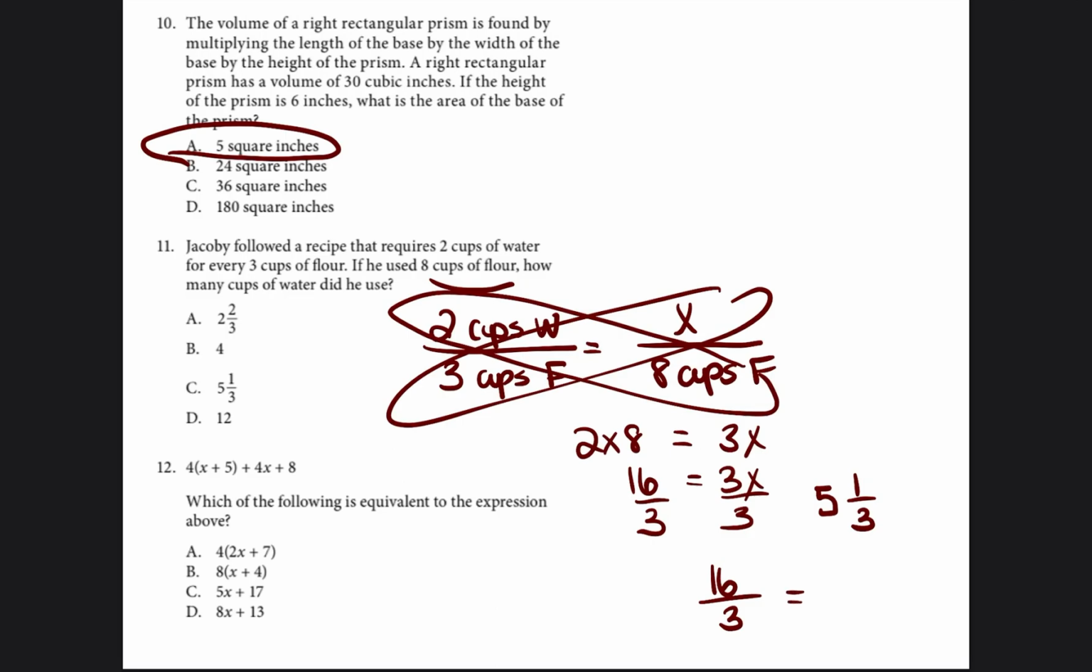If we want to write it as a mixed number, you would check to see how many times 3 can go into 16. That's 5, so that's 15, so you have 1 left over and you keep the denominator the same. So it would be 5 1/3. So the answer is C.